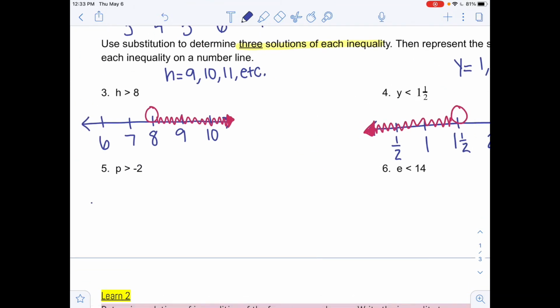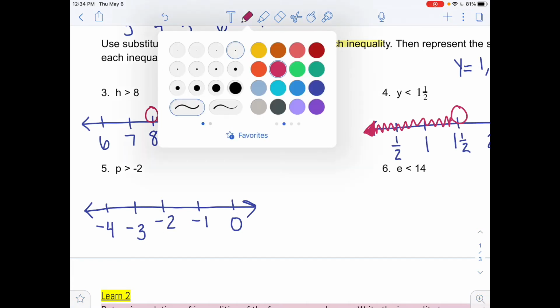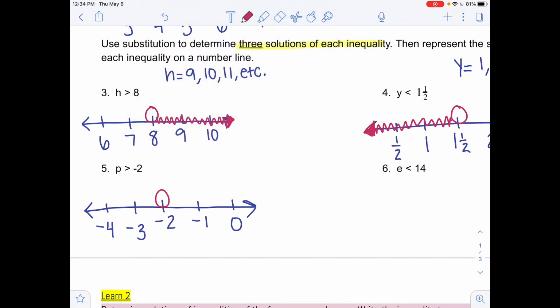Looking at problem 5, p is greater than -2. So if I have -2 here, going to the right, my numbers are getting bigger or closer to 0. So I count -1, then 0. I have -3 and -4 on the other side. Greater than is an open symbol. And greater than should be going to the right, showing all of the numbers bigger than -2. So p could be -1, 0, 1, and anything else to the right.